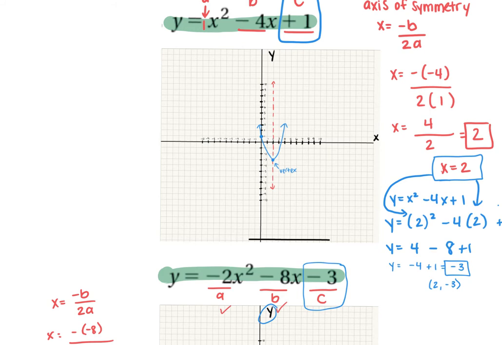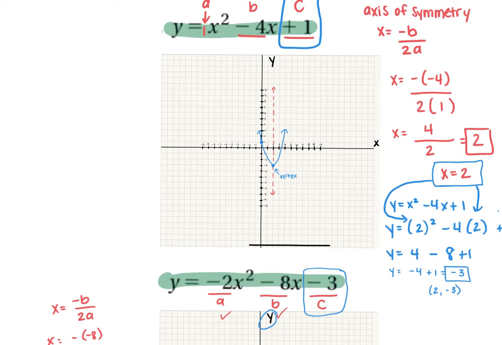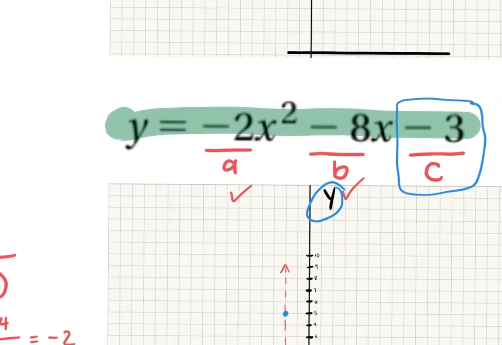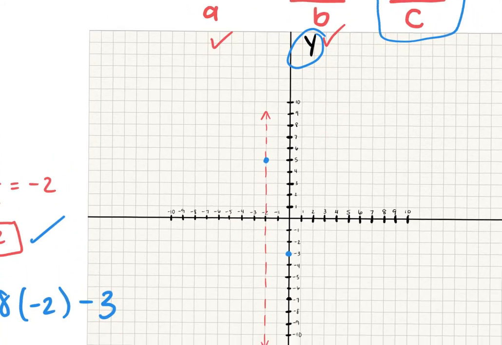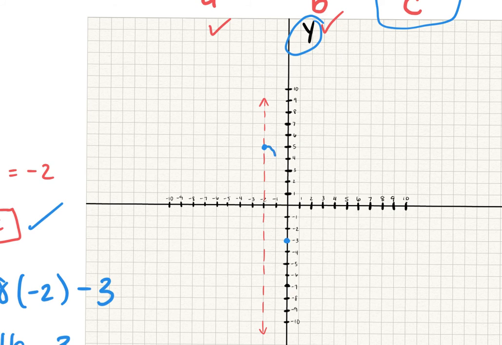Mostly because there's more negatives. No, not more negatives. The only one that matters is A. Do you see how in the first one, A is positive? In the second one, A is negative. My graph is going to face downwards. So when I draw my graph, it's going to look like this.